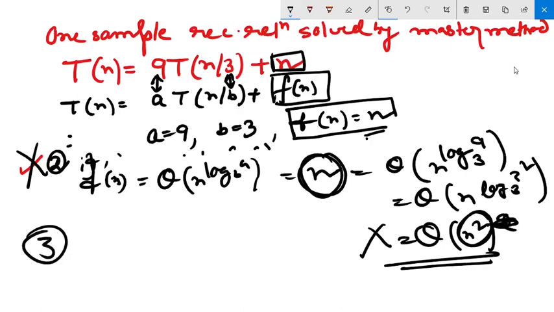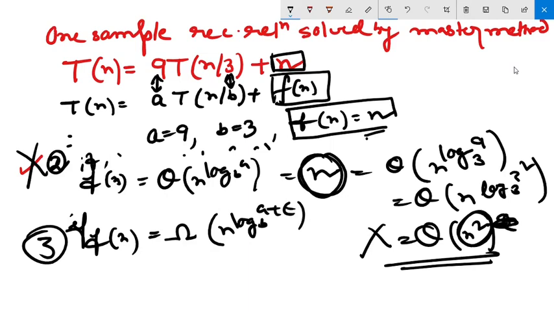Option 3, there is no chance, because in option 3, if f(n) equals omega of n to the power log base b of a plus epsilon, in our case you have to write n to the power log base 3 of 9 plus epsilon. So already n square, if you add epsilon to it, it will be more than n square, it will be n cube or something like that. So option 1 is the correct option, and with that option, the solution to this problem is nothing but theta n square.